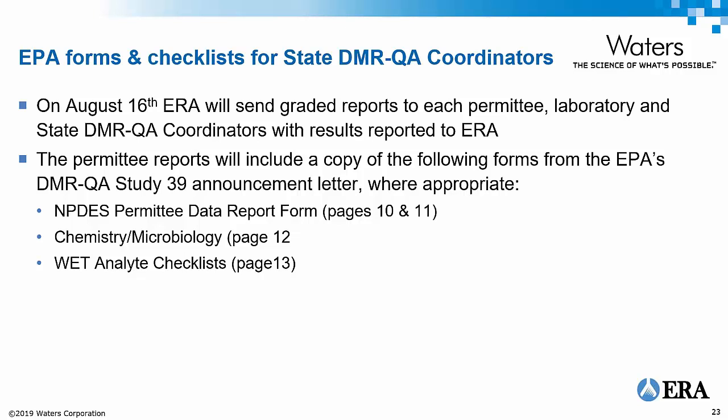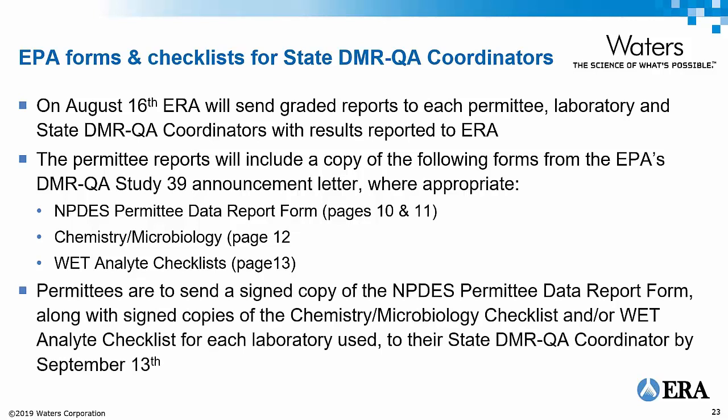The permittees have the responsibility of sending a signed copy of these permittee data report forms along with signed copies of any of the checklists that you may need. If you have only chemistry or microbiology tests, you won't have a wet analyte checklist. If you only have wet testing performed by that laboratory, that's the only checklist you would have from that laboratory. You will send these to your state coordinator by September 13th. That's one of your important deadlines.